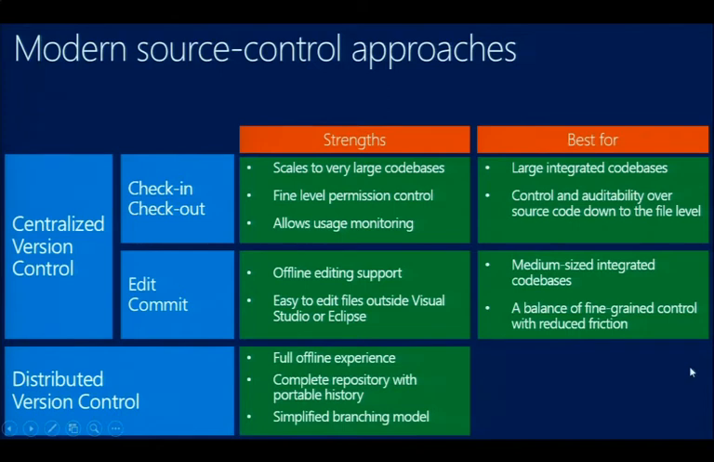Now, distributed version control has a great offline experience. You can commit offline. You can view history offline. You can do everything offline, apart from share changes with your colleagues. For that, you obviously need to share them in a central repository. And there's this simplified branching model I mentioned.